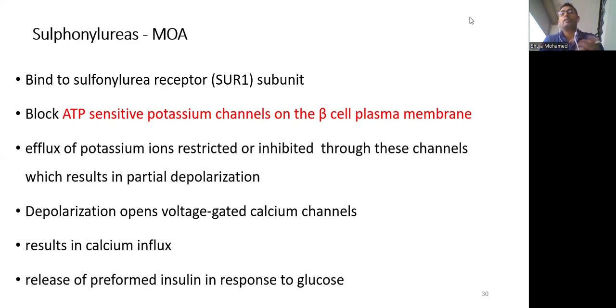When the going out of the potassium is restricted, there is no repolarization. So partial depolarization occurs. This depolarization activates or opens the voltage gated calcium channel. So the calcium comes in. This calcium increases the secretion of preformed insulin in response to glucose. Okay. Like calcium releases acetylcholine at the neuromuscular junction, here it releases already preformed insulin.